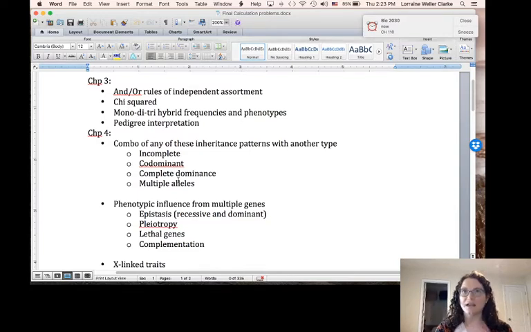But you're definitely going to have things that have to do with and/or and chi-squared for sure. These frequencies that you'd have to work out using the and/or rules are going to vary. I'm not going to tell you which ones you're going to come out with, but know how to do those, know how to build the problems and solve them.